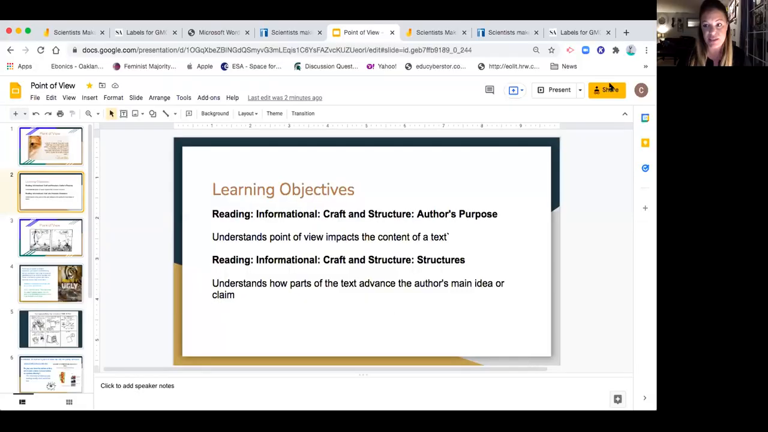would look like. Every lesson starts with the learning objectives. So my students will understand that at the end of the lesson, they are expected to have mastered these objectives. Our first objective is to understand the point of view, how it impacts the context of the text. And our second is understanding how parts of the text advance the author's main idea or claim. And again, this is a middle level lesson plan for 7th grade, but it can be tailored for 6th, 7th, 8th.